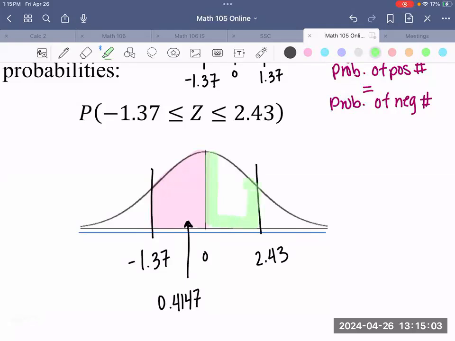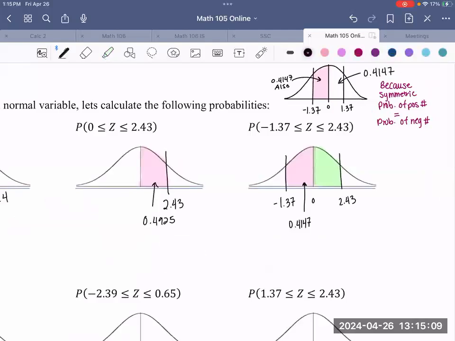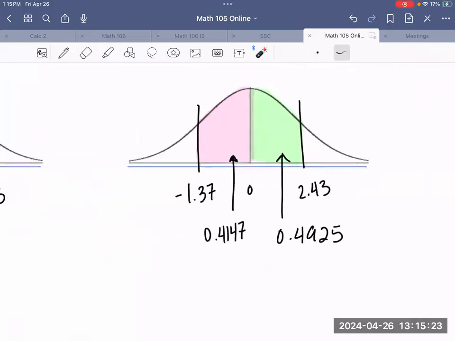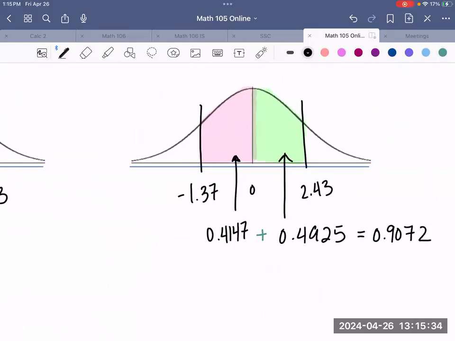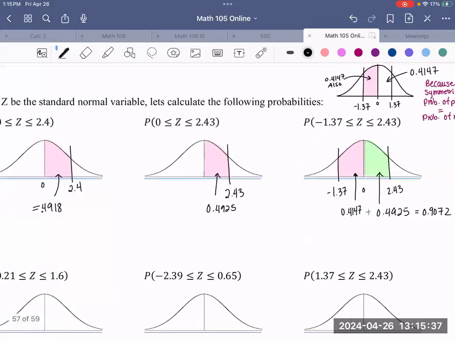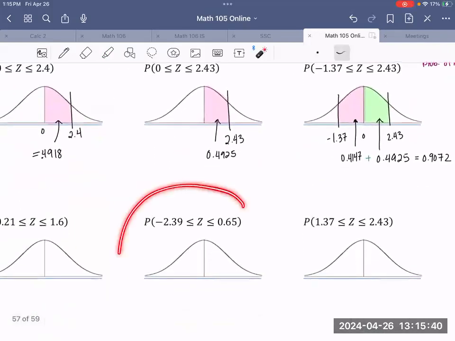So then what are we going to do with these two probabilities? Because we already calculated 2.43 as the one before it: 0.4925, that was the one from previously. So what does it look like we're going to have to do with those probabilities? Well, it looks like we're going to have to add them to make 0.9072, or 90.72%. So if you haven't paused the video on that one, I would like you to pause the video and try it out one more time now with this particular one.